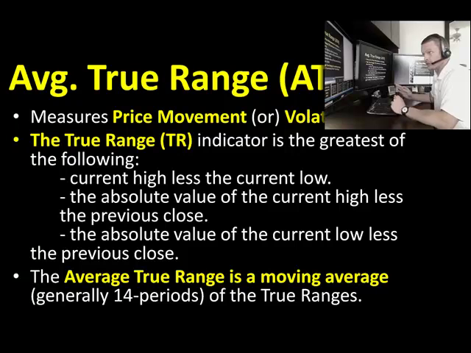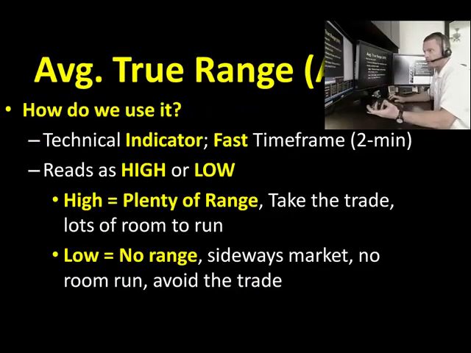We take an average of that true range, generally a 14-period moving average, to give you the average true range. So the true range, an average of it, is the average true range, the ATR. Rather than worrying about the current high less the current low, or the absolute value of the current low, without worrying about all the nitty-gritty details here, how do we use it?